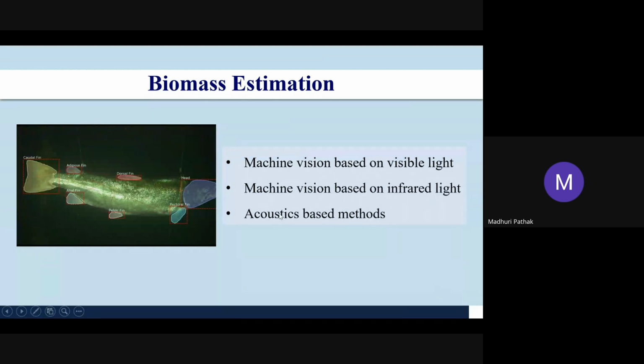These are machine vision based on visible light, machine vision based on infrared light, and acoustics based methods. Based on all this, you can estimate the biomass. In the program, we have already given the morphometric and meristic characters of the fish. Based on that, it estimates how much increase from the initial is happening over a period of time, and so estimates the biomass.